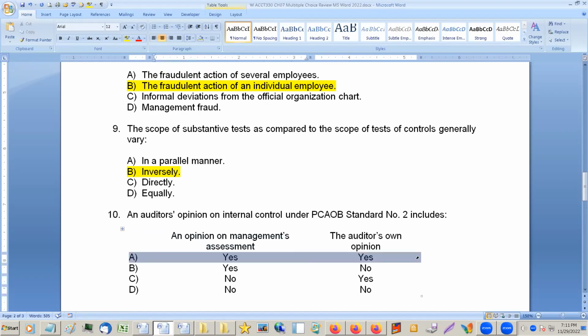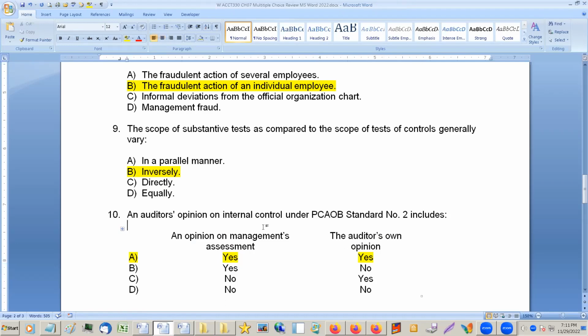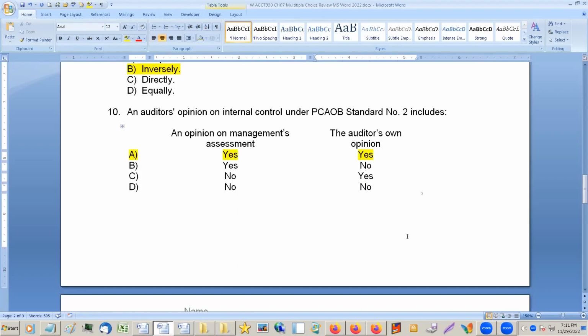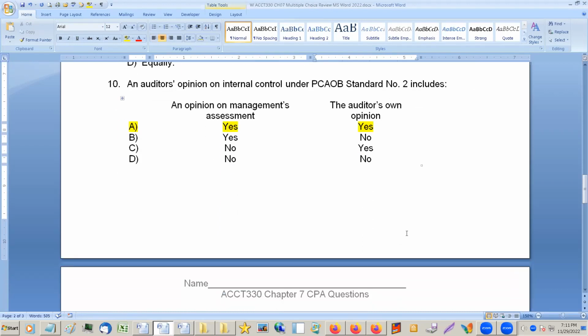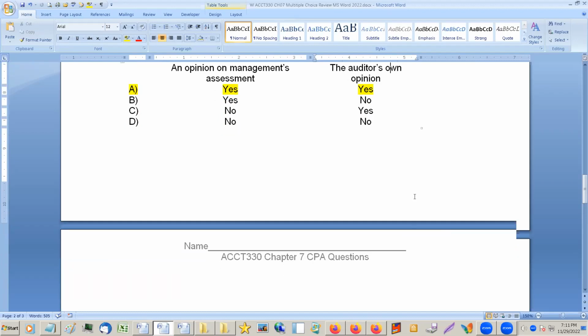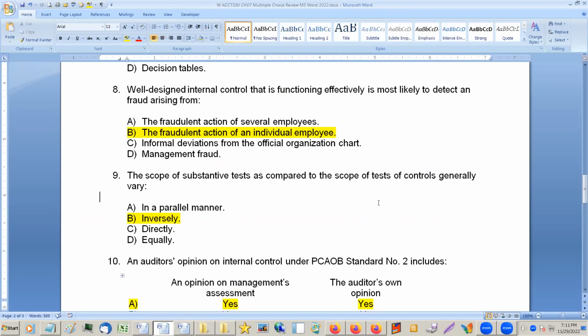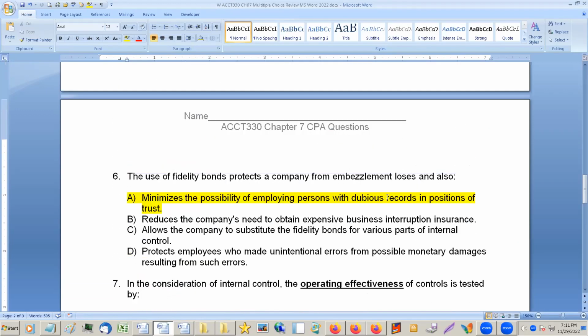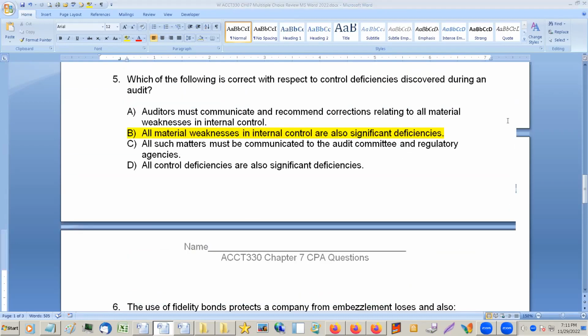This one I'm pretty sure is going to be A. This is kind of wonky the way it's worded. This is going to be the opinion on the financial statement. So there's the opinion on the management's assessment and then their own opinion. Okay. Well, that's not bad. Save that.